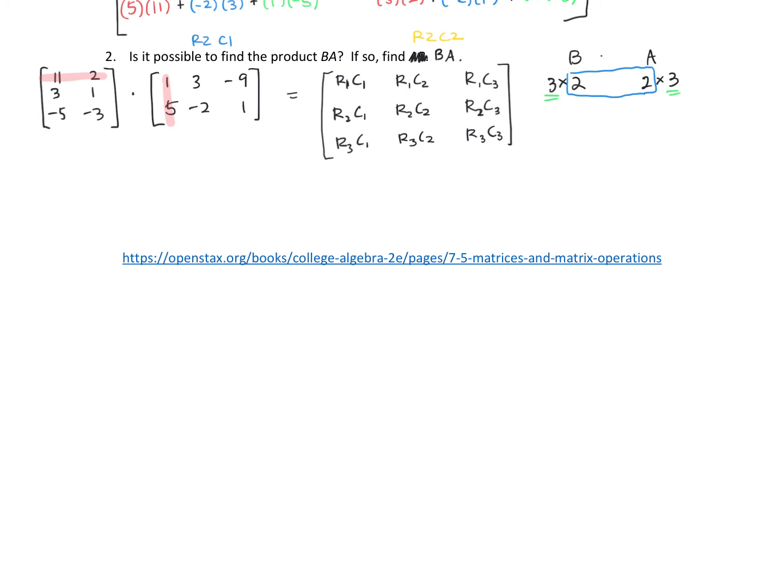So I will get 11 times 1 plus 2 times 5. And if I want to go ahead and simplify that now before I move on, I can. So that would be 11 plus 10, which is 21.